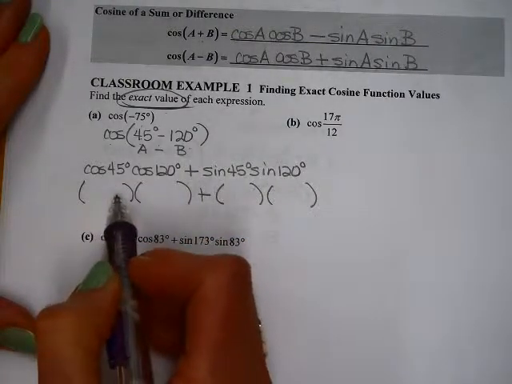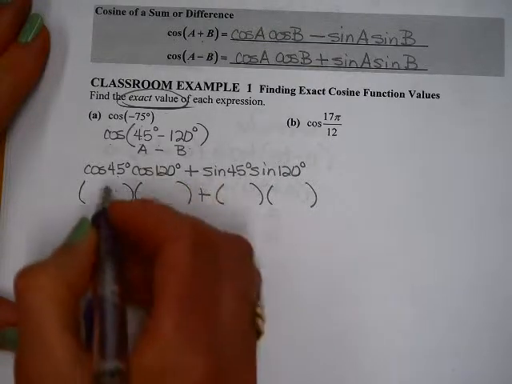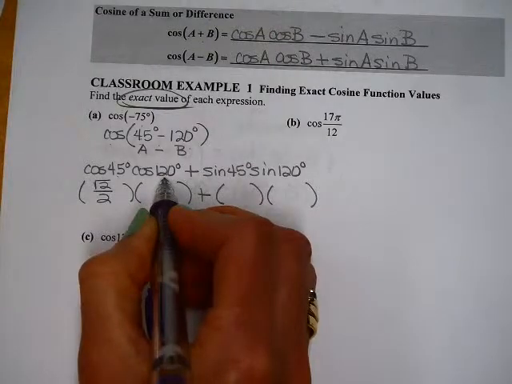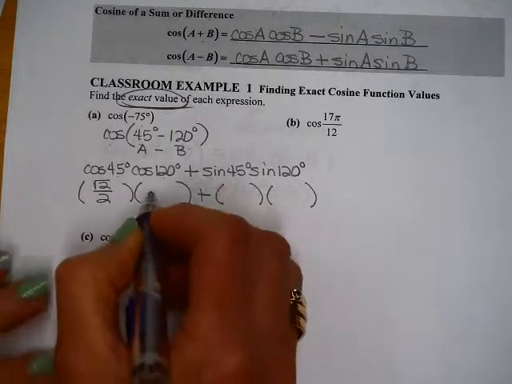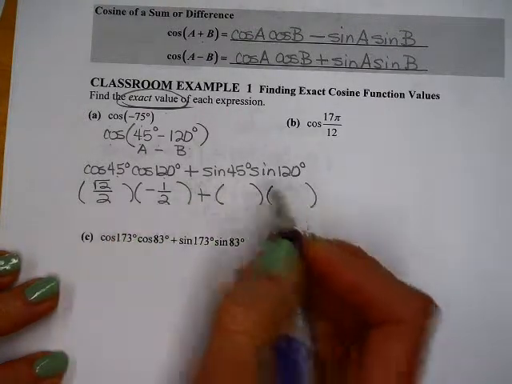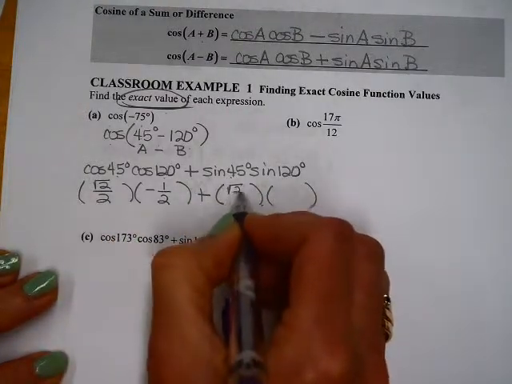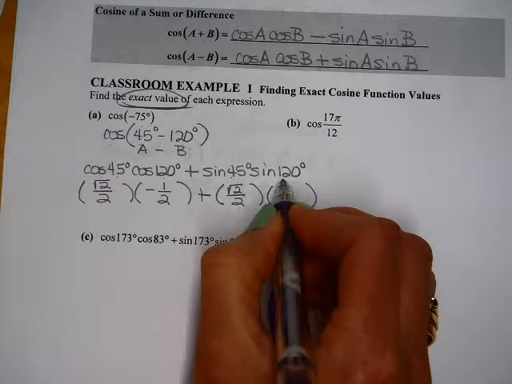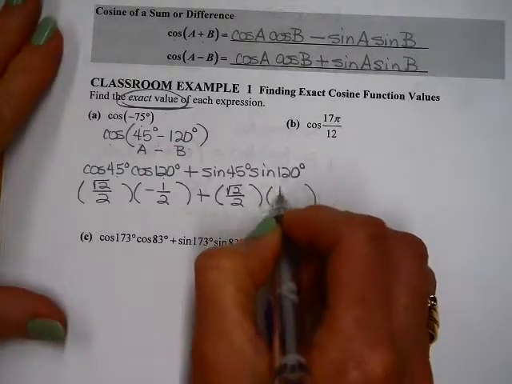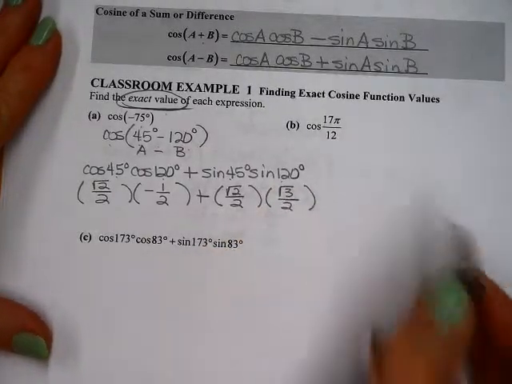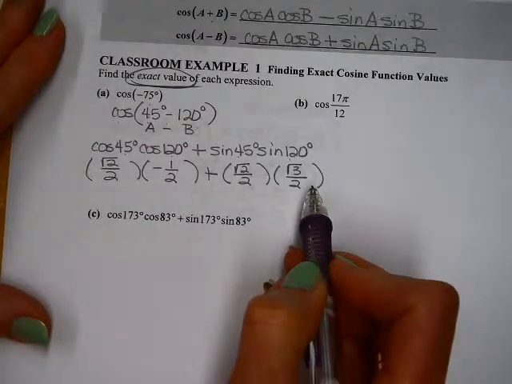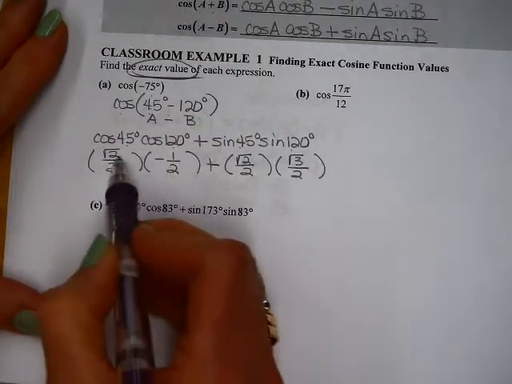Exact value. Right, we're going to have square roots because the cosine of 45 degrees is square root of 2 over 2. Look at your sheet and find the cosine of 120. Cosine of 120 degrees is negative 1/2. Sine of 45 is square root of 2 over 2. The sine of 120 is square root of 3 over 2. So we had four numbers that we pulled from our exact value sheet. Now you just do your arithmetic.